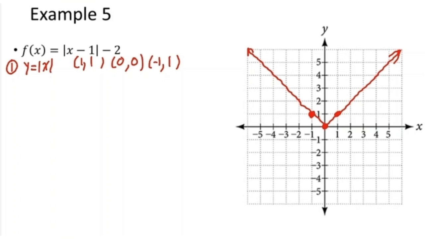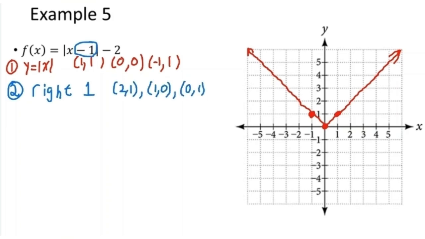Now I can either perform my horizontal transformations or my vertical transformations. My personal preference is to do the horizontal transformations first. To determine what horizontal transformations I need to perform, I'm going to look within the absolute value bars. Looking inside my absolute value bars, I can see I'm subtracting 1 from x, and that -1 is telling me I'm going to shift my graph to the right 1 unit. This is the same as adding 1 to each of my x components. So 1, 1 moves to 2, 1, 0, 0 moves to 1, 0, and -1, 1 moves to 0, 1. Now I'm going to plot the points and connect it up, and there's my graph after I shift right 1 unit.